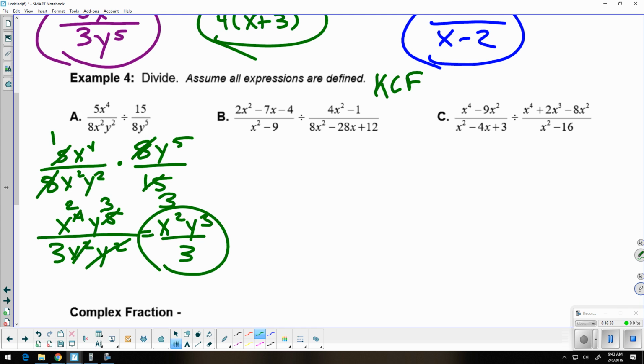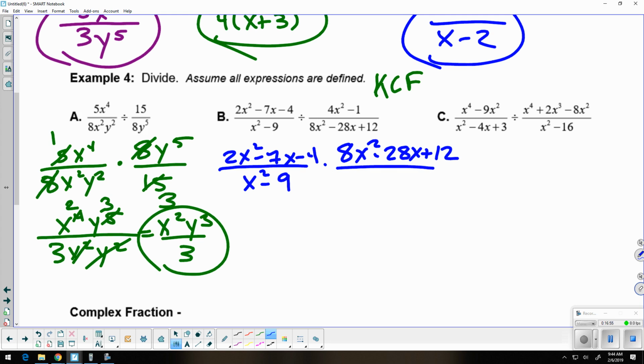Okay, the next one, similar idea. Again, what I'm going to do first, though, is I'm going to keep this one all the same. Change this now to multiplication, and then flip this guy around. So just keep, change, flip.